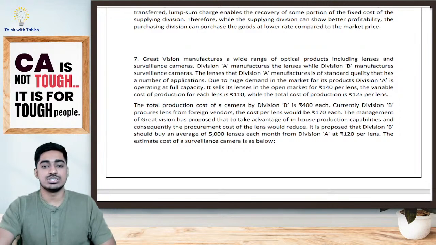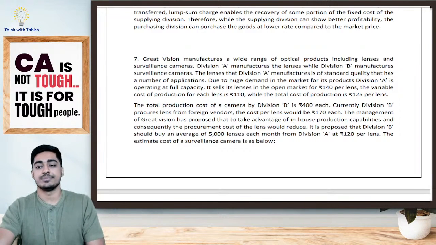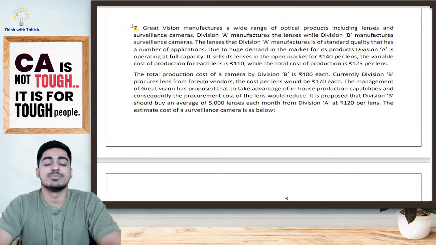We have one final question. Should we finish it off, students? Are you guys ready? We have Test Your Knowledge question number 7.